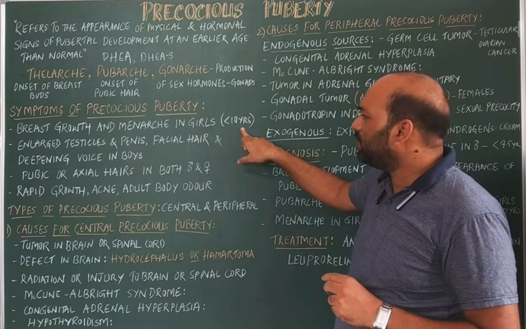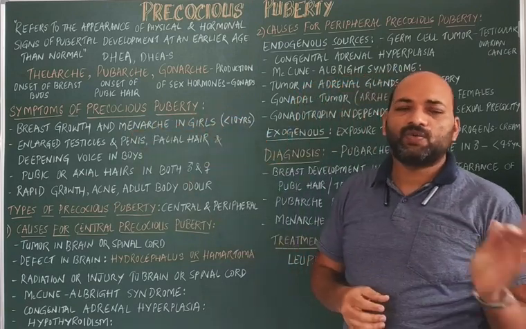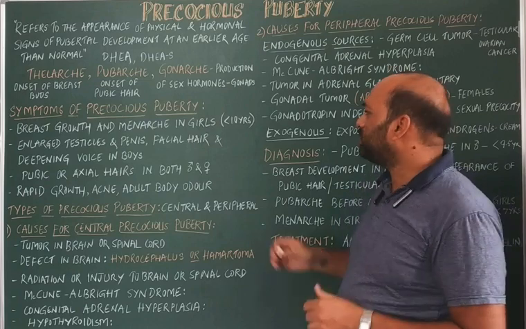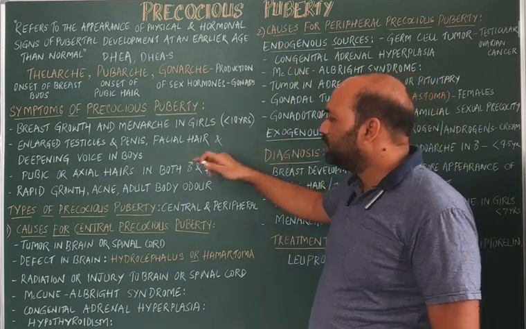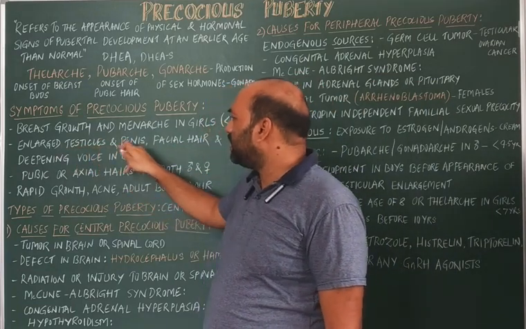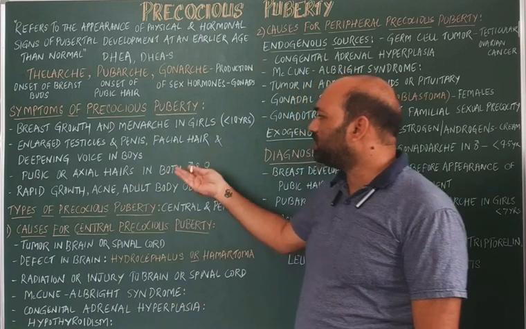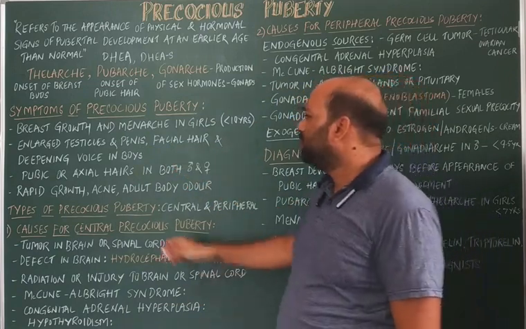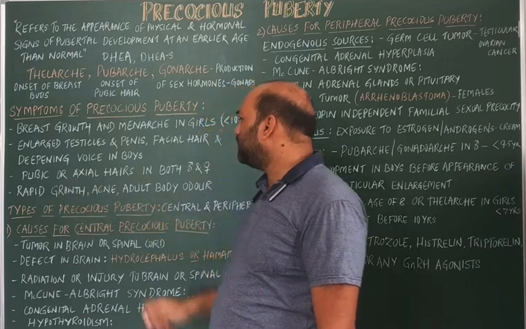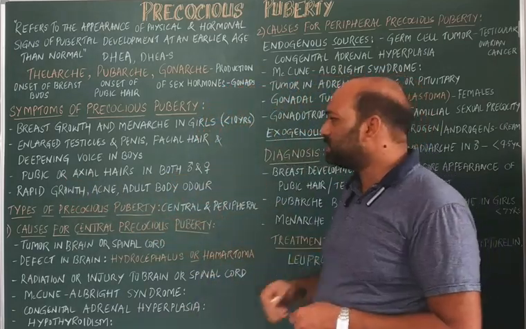Commonly menarche, that is the first menstrual cycle, occurs at the age of 12, 13 or 14 in the case of girls, but in precocious puberty it is less than 10 years. Enlarged testicles and penis, facial hair and deepening of the voice in boys, that is below the age of 9 years. Pubic or axillary hairs in both males and females, again less than 10 years.